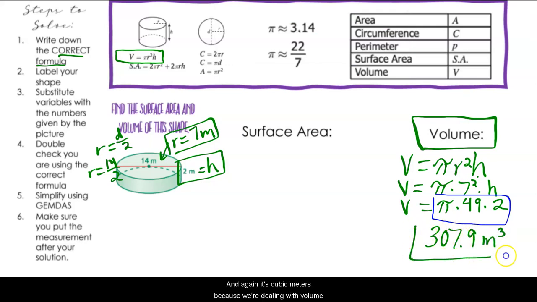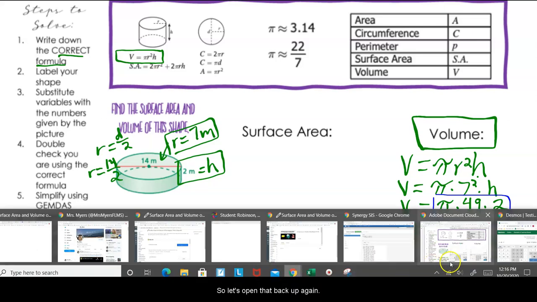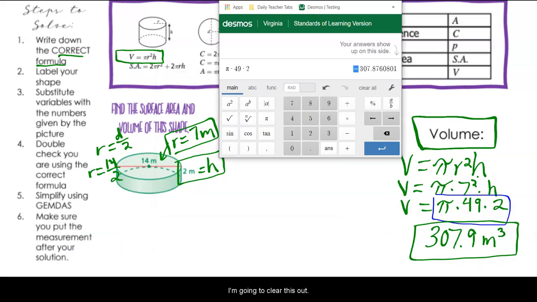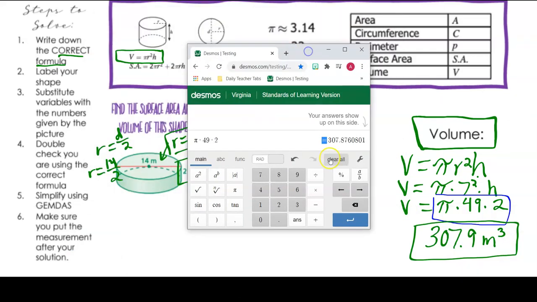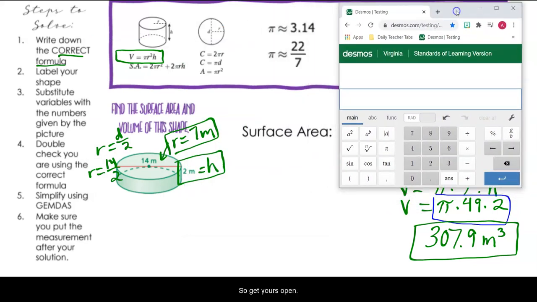And again, it's cubic meters because we're dealing with volume. Now let's look at another way we can use the Desmos calculator. So let's open that back up again. I'm going to clear this out, and I'm going to show you what we can do. So get yours open. Here's what I want you to do this time.